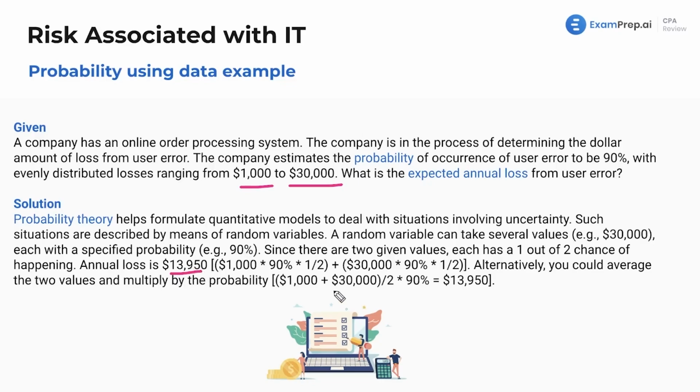Alternatively, you could do it this way, which is actually much simpler. Just two ways to go about it, whichever you prefer, however your heart desires. So add them both together. That gets you 31,000. Divide that by 2. Multiply it by 90%. Now, technically, you would also do the other part and do $0 in damages times 10%, which is the odds it won't happen, but that goes up to 0, and you don't really need that. But just to show you that that is happening.